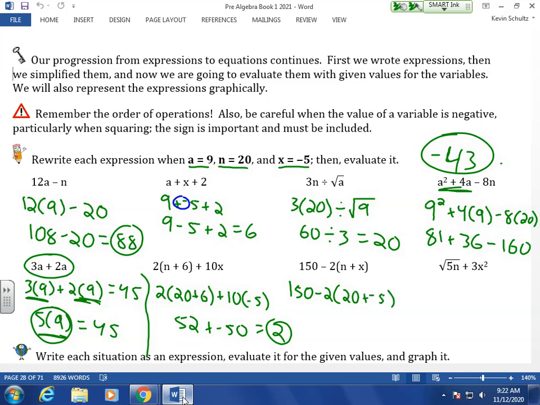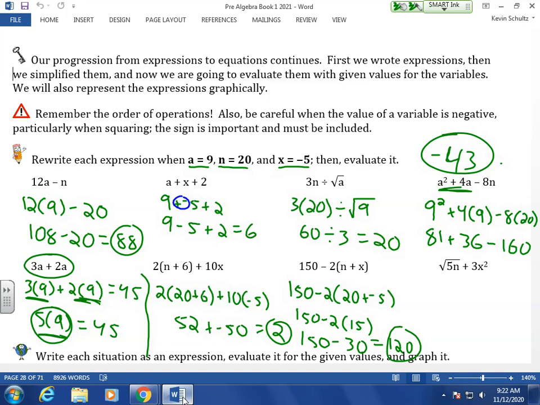Again, that's adding a negative piece. So in our parentheses, we really have 15, right? 20 plus negative 5, 20 minus 5. Order of operations, we would multiply 2 and 15 first. So we have 150 minus 30, and that gives us 120.